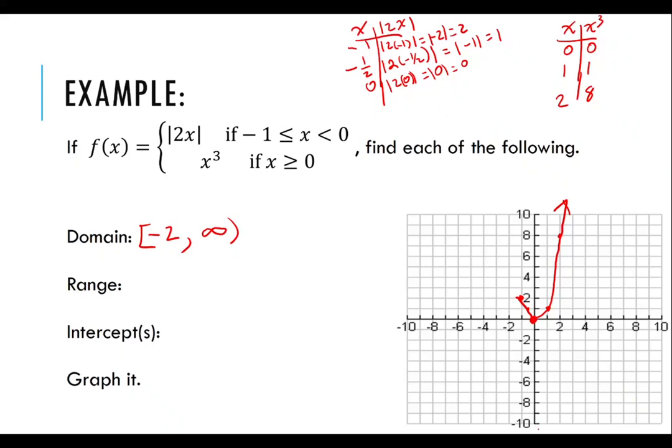Then we want to find the range, to start from the bottom and move our way up. The first value that shows up for the y values is the point 0. It is a solid dot, so that's included. And then we continue all the way up to infinity.